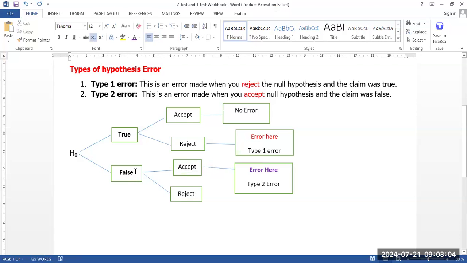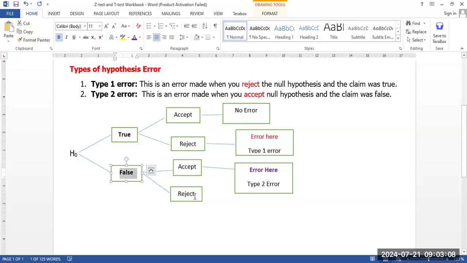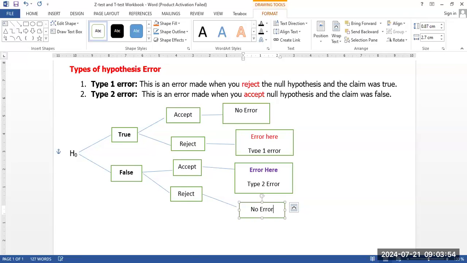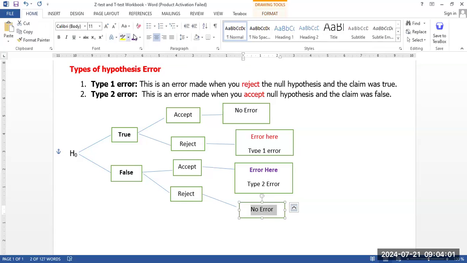But if the null hypothesis was false and you reject that null hypothesis, then we conclude by saying that here you have made no error. So here, no error, because you are rejecting what is false.